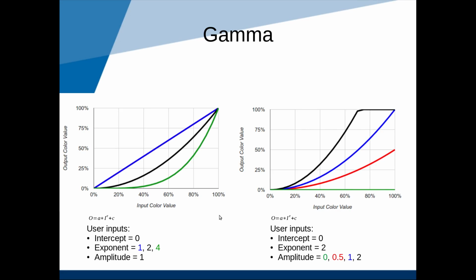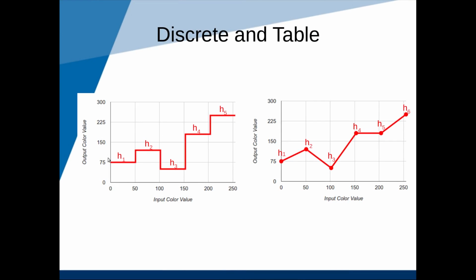Next, let's talk about the discrete and table functions. To the left we see the discrete function, and to the right we see the table functions. We see that we have a number of height values as input, and on the discrete function it defines a series of plateaus, and on the table function we define a series of straight lines.